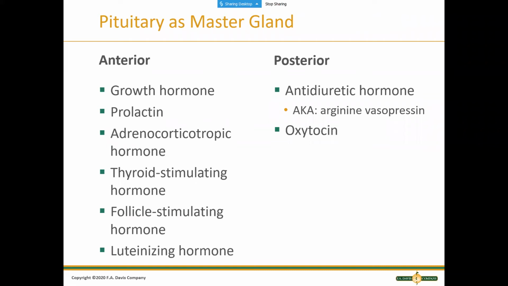We have growth hormone from the anterior pituitary, prolactin, adrenocorticotropic hormone. That's the one that travels down to the adrenal glands. Thyroid stimulating hormone, that travels down to the thyroid. Follicle stimulating hormone and luteinizing hormone travel down to the ovaries and testes. Prolactin, growth hormone, all of these hormones have very important roles and do important things.